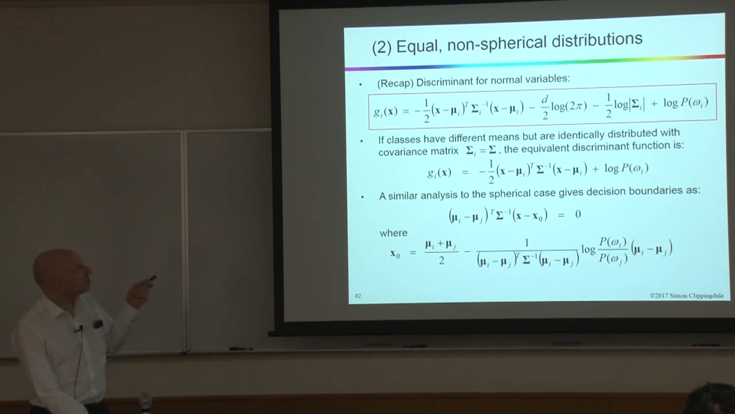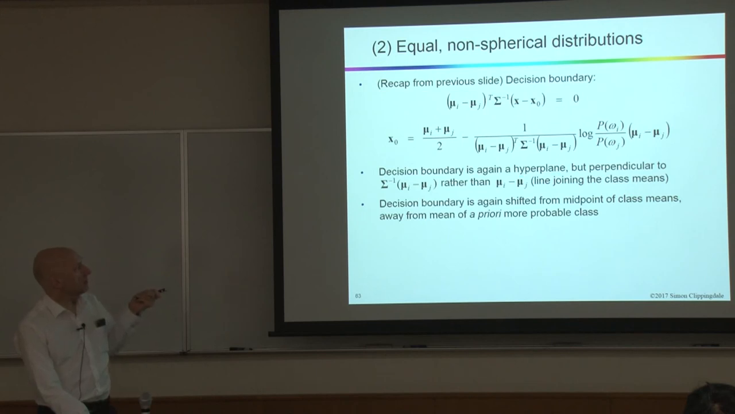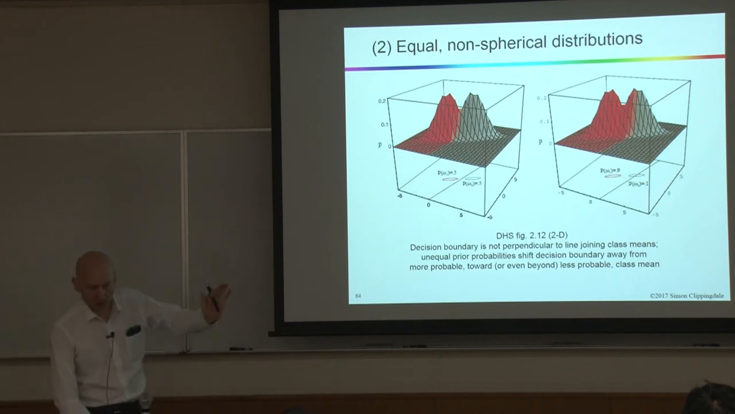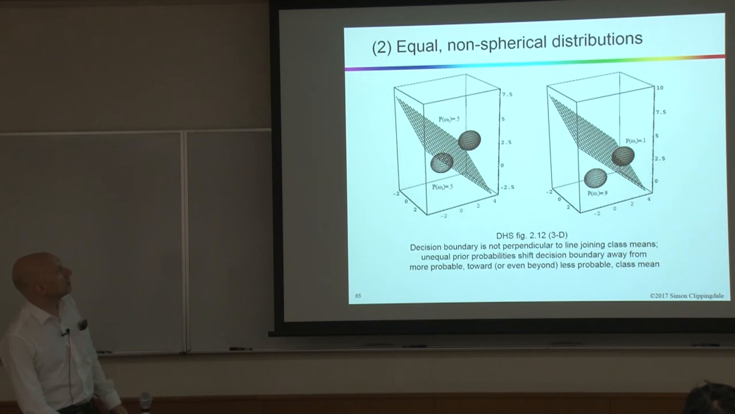Suffice to say, in the cases where the classes have equal distributions but they're not spherical, then the decision boundary is still a hyperplane, that's if the class is a Gaussian, but it's no longer perpendicular to the line between the two class means. So here's class 1, here's class 2, these are elliptical rather than spherical now, and the decision boundary is not down here, it's now slanted like that. Make this class less probable and again it moves toward and beyond the less probable class. Here's another example. These look kind of spherical but they're supposed to be elliptical. Didn't show up very well on this page.